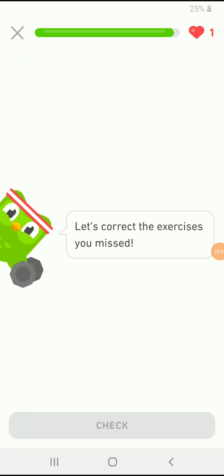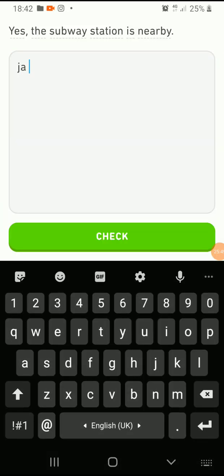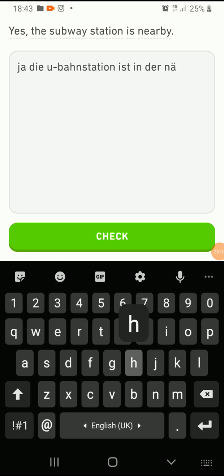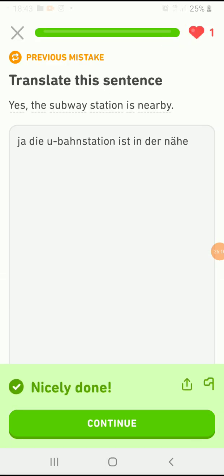Wow. Ja, die U-Bahn Station ist in der Nähe. Ja, wow, die U-Bahn Station, but der Bahnhof, it's not die Bahnhof, I guess. La Station, die Bahnhof, maybe it was die Bahnhof. I am a little bit lost.